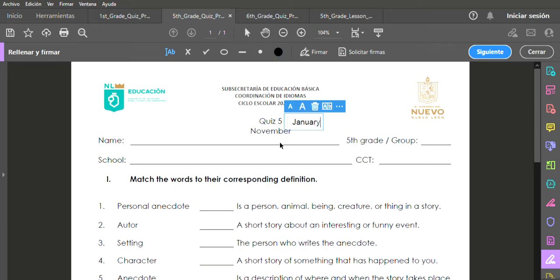Okay, so we have to write our names, our group, the school, and the CCT.